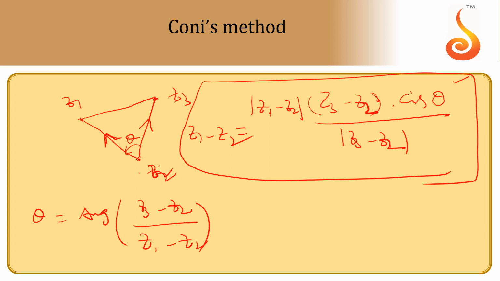So the z1 minus z2 vector I want. So what I am doing is rotating the z3 minus z2 vector by multiplying with cis theta. If I multiply with cis theta, the vector will rotate through an angle theta in the anticlockwise direction, making it a unit vector. Then multiplied with the required magnitude, you will get the required vector. This is a very, very important technique of rotation of complex numbers.